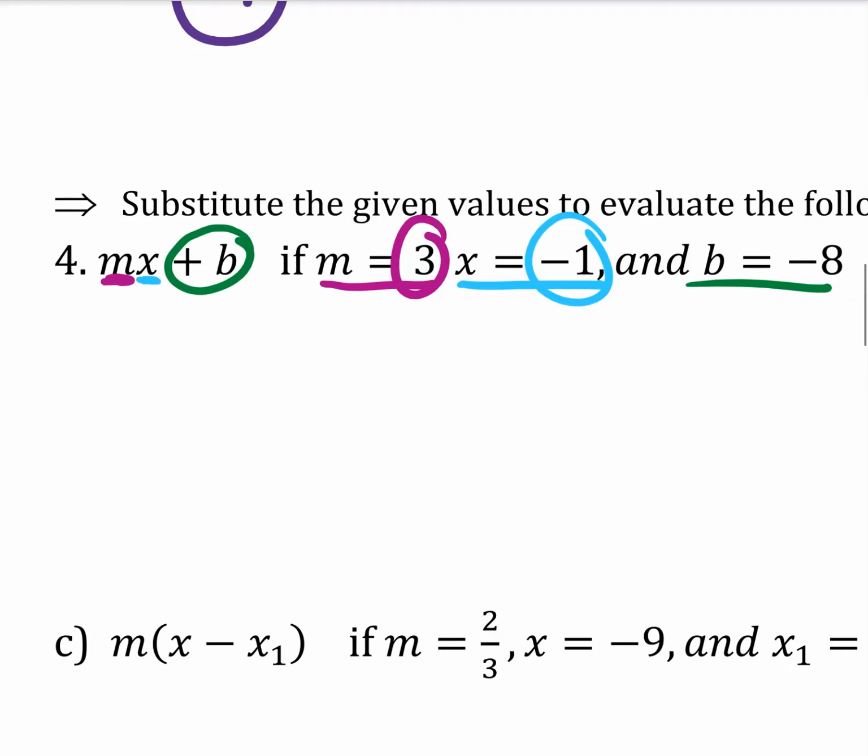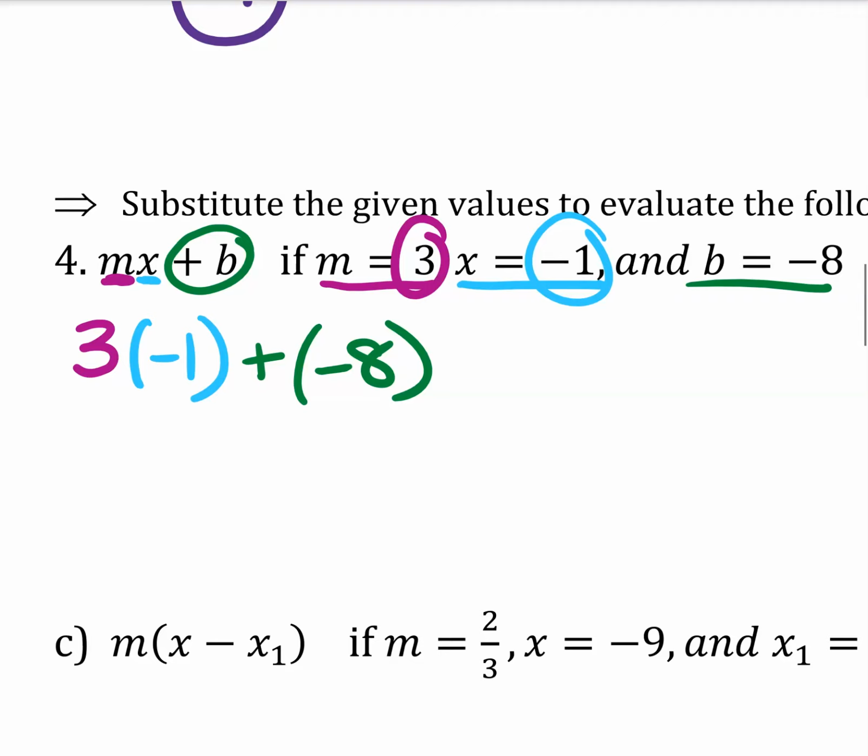Alrighty. Now, I'm going to plug in everything. I have purple first, so 3 goes first. Now see how m and x are smashed together? When the letters are smashed, that means multiply. So 3 times -1. See how I put the negative in parentheses? I'm always taking the sign with me. And then plus, you can put -8 for b.